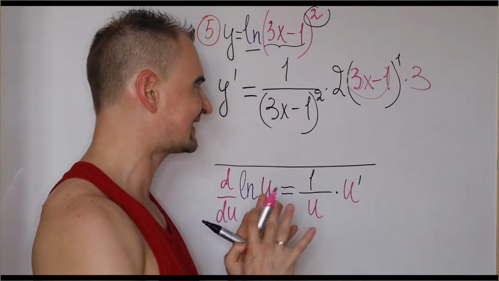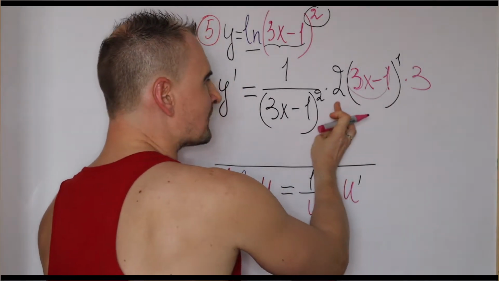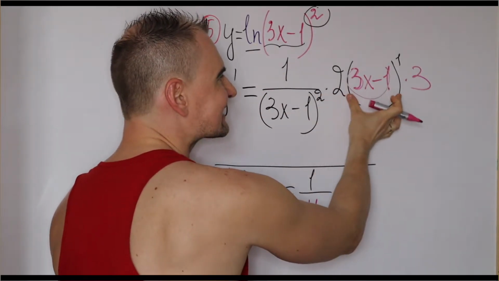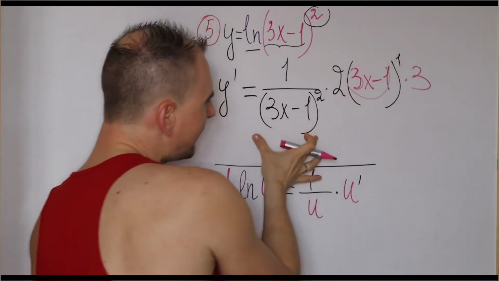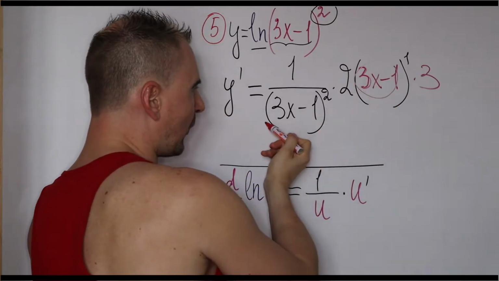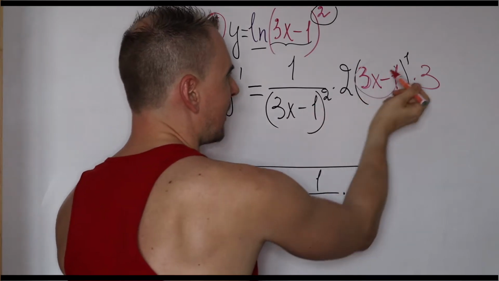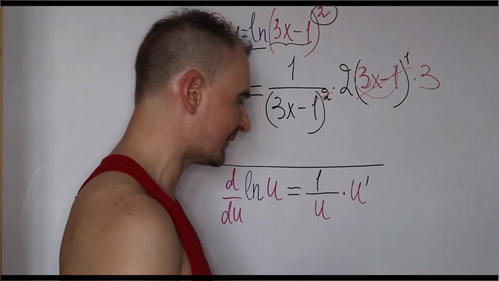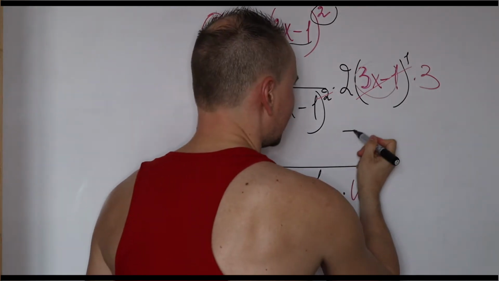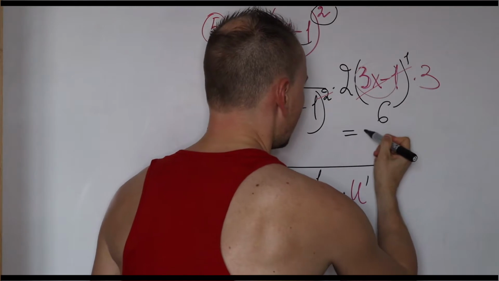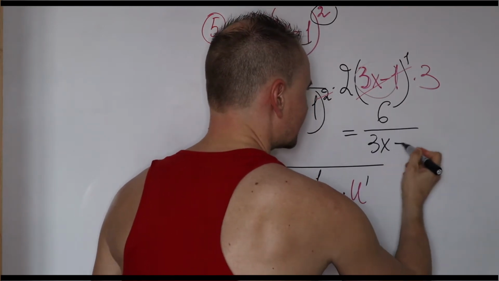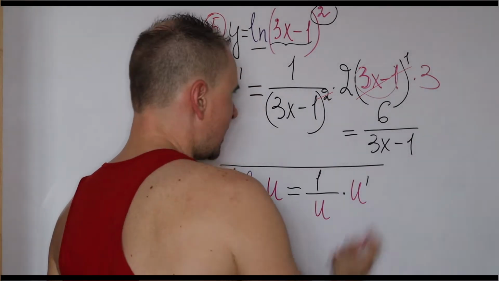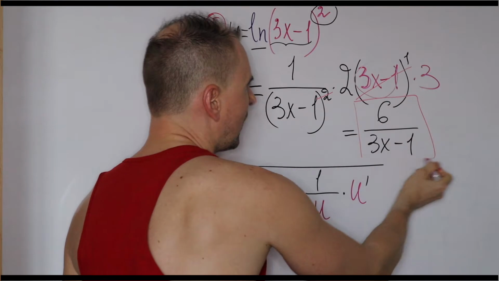Now all you need to do is clean it up, and 3 times 2 gives you 6. I'm going to place it on top, and look, 3x minus 1 you have to the first power, and you have the same term on the bottom of your fraction raised to the second power. So 3x minus 1 cancels this 3x minus 1. So you are left with 6 on top, and 3x minus 1 remains on the bottom. So that's going to be your derivative for that one.